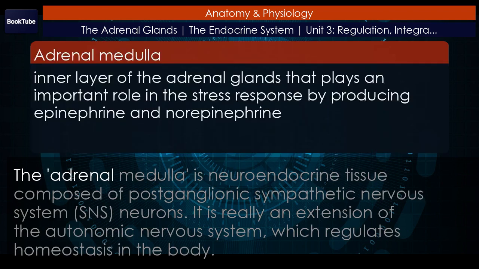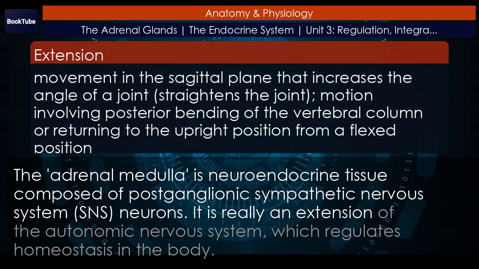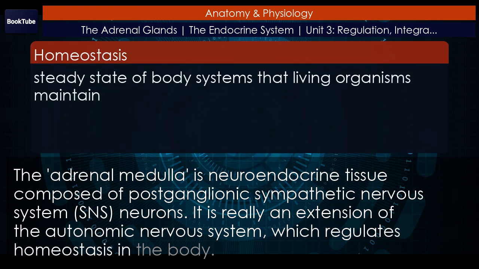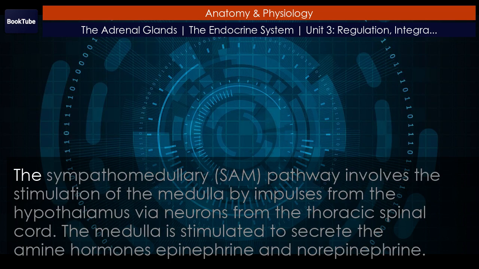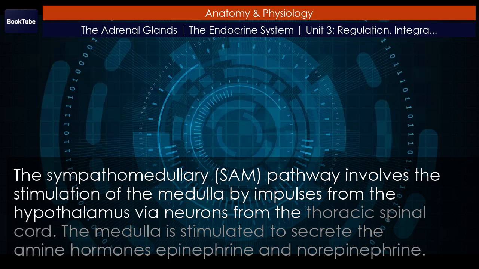The adrenal medulla is neuroendocrine tissue composed of postganglionic sympathetic nervous system (SNS) neurons. It is really an extension of the autonomic nervous system, which regulates homeostasis in the body. The sympathomedullary (SAM) pathway involves the stimulation of the medulla by impulses from the hypothalamus via neurons from the thoracic spinal cord. The medulla is stimulated to secrete the amine hormones epinephrine and norepinephrine.